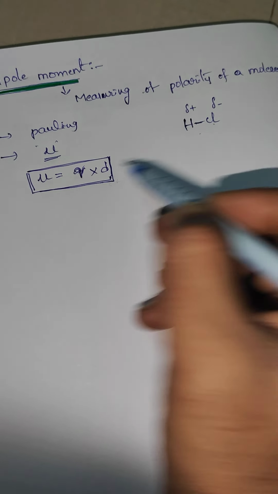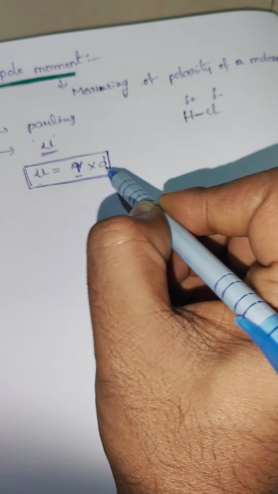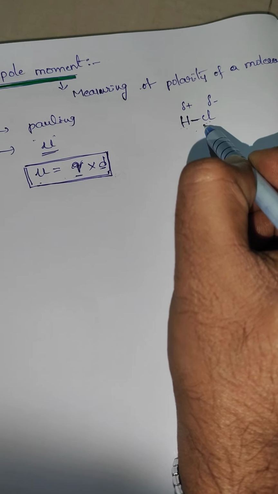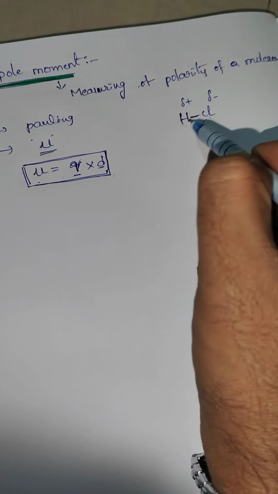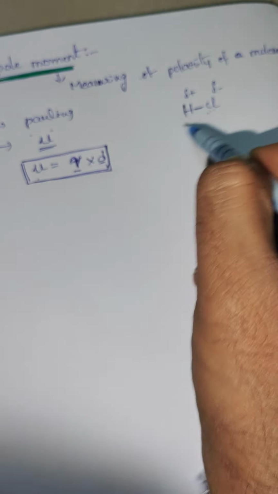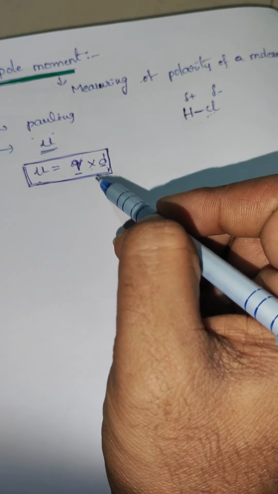How do we calculate dipole moment? Mu is equal to Q into D. Here Q is the charge, and D is the distance between the two atoms. The product of the positive or negative charge and the distance between the two atoms is called the dipole moment. Mu is equal to Q into D.